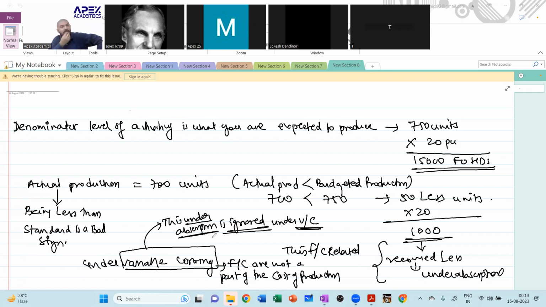But if this was absorption costing, you will have seen that 1000 will be added to the cost. Are you with me on that? Yes or no? Please tell me. Everybody understand this concept? Please take a screenshot of this.